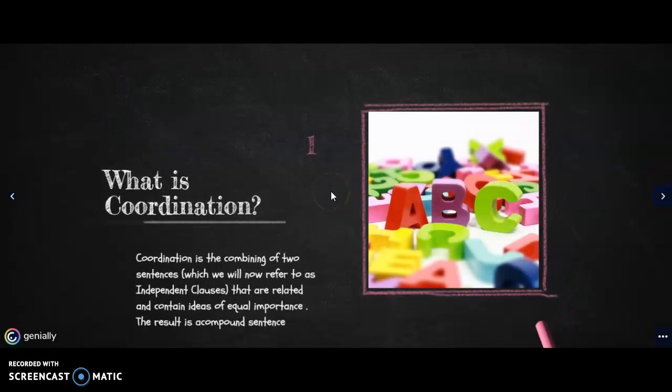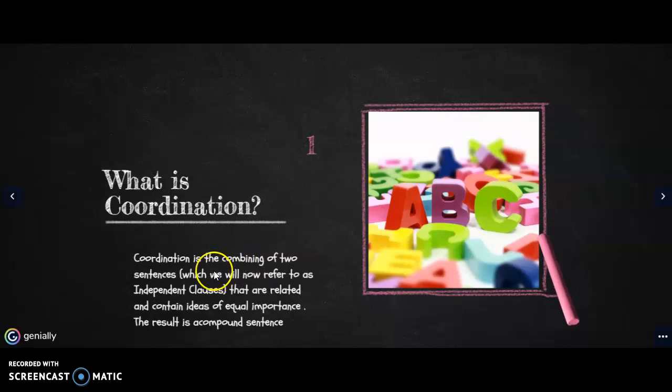What is coordination? Coordination is the combining of two sentences, which we will now refer to as independent clauses, that are related or contain ideas of equal importance. The result is a compound sentence.